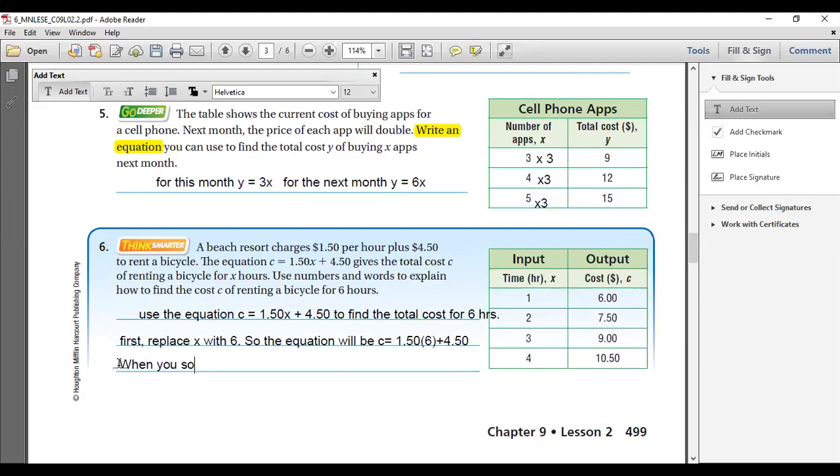When you solve, 1.50 multiplied by 6 is going to give you how much? Quickly, girls, how much is that? It's going to give you 9. You can write it and find out 1.50 multiplied by 6 is 9.00. Of course, you will not take the 9.00 separately. That's going to be 9 plus 4.50, which is going to be C equal to $13.50. Don't forget the dollar sign.